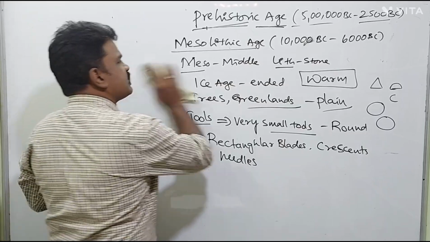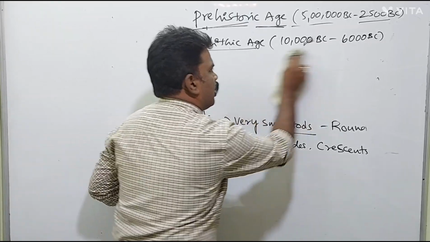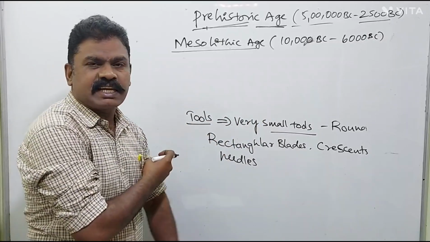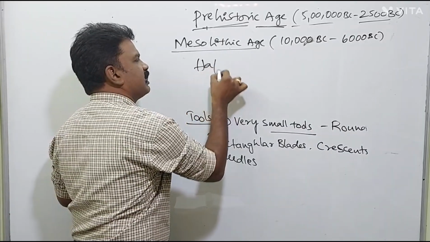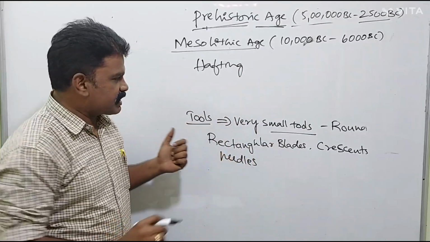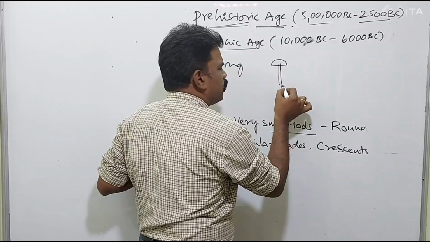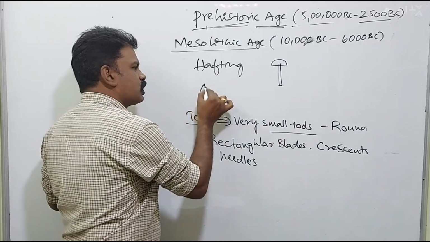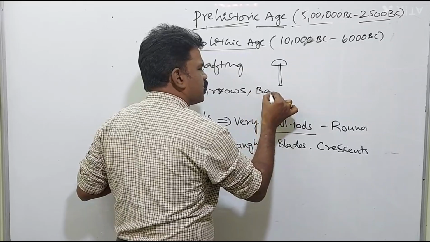And the tool technology of this period is called hacking technology. Paleolithic age technology is called chopping technology. This age technology is called hacking technology. Hacking into another material. For example, one round shape like this hafted into another wood. So like this, they started to use arrows and bows. It was an important feature of this age, the use of arrows and bows.